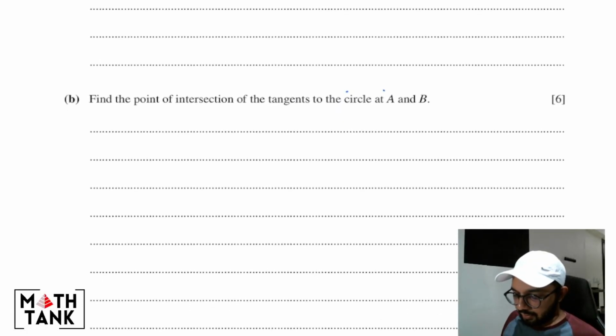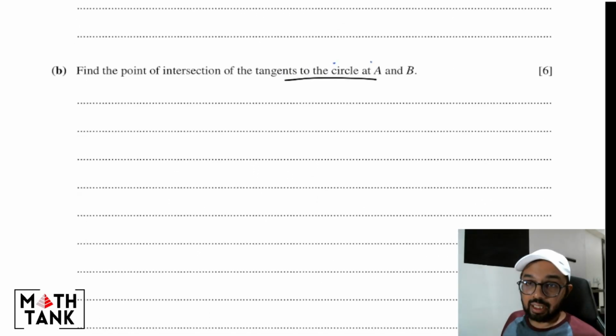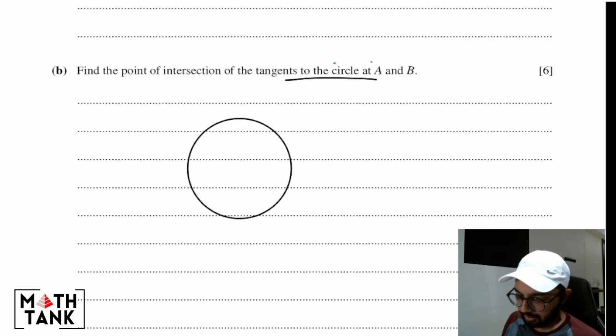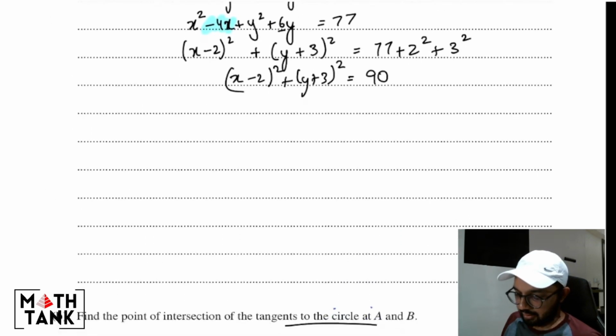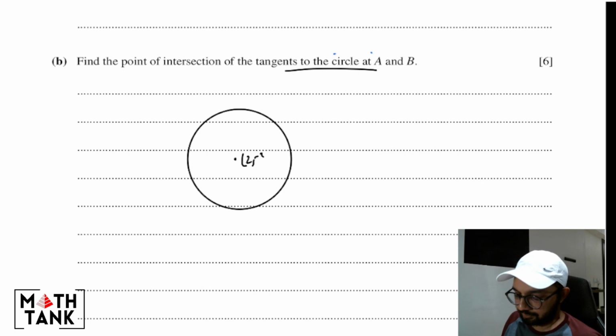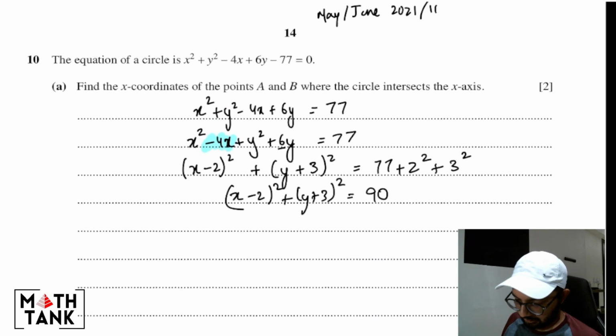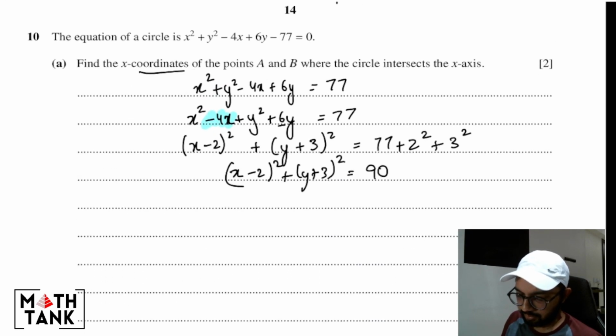Find the point of intersection of the tangents to the circle at A and B. So one of my students got a little confused on this one. What it simply means is that this is the circle that I'm talking about. It has a center at 2 comma minus 3. And there are two points A and B. Oh, okay. I didn't solve this question completely. It says find the x coordinates of the points A and B where the circle intersects the x-axis. Oh, I didn't even see the question. I could have avoided all this calculation altogether.